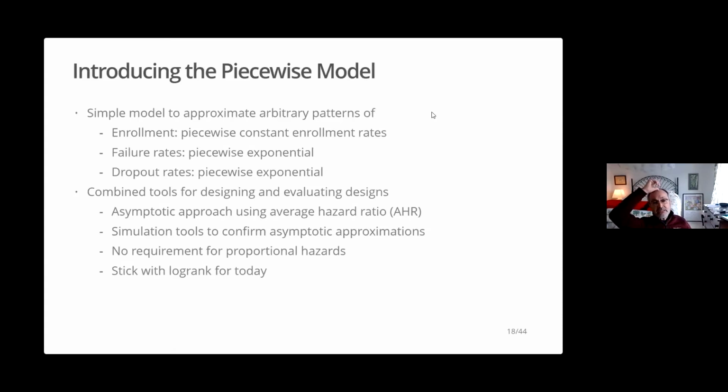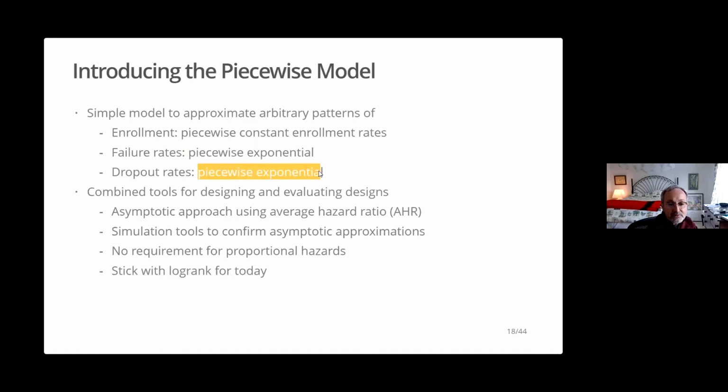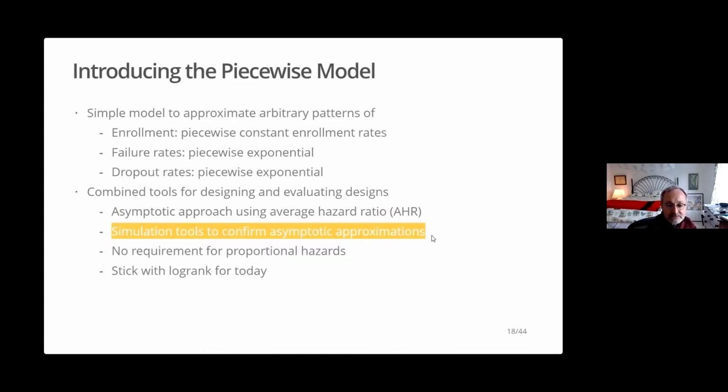Okay, so I'm basically going to use a piecewise model. So I'll assume piecewise constant enrollment, piecewise exponential failures, piecewise exponential dropouts. And then I'll look at computing an average hazard ratio as an asymptotic approximation. And I'll show you one simulation that's representative of pretty much all others I've done to show that the asymptotic approximation really works pretty well.